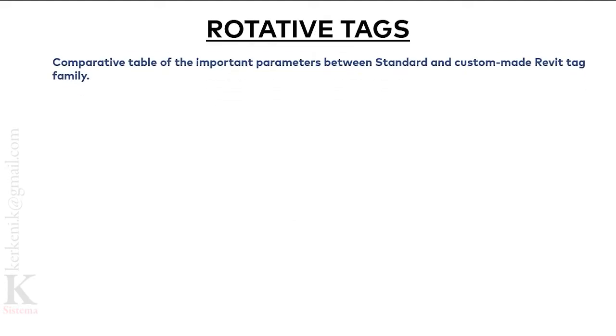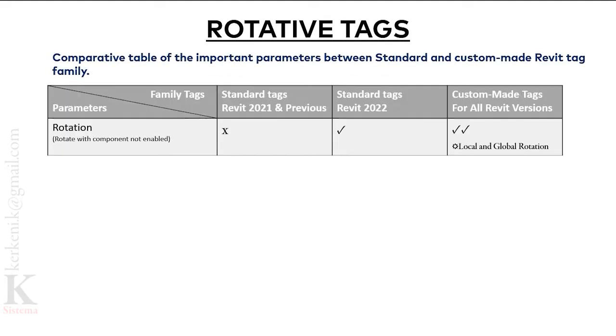This is a comparative table of the important parameters between standard and the custom-made Revit tag family. When rotate with component is not enabled in the Revit family, the rotation parameter is available in the Revit 2022 standard tag, and in the custom-made one it comes in two types, local and global. I will explain this later.